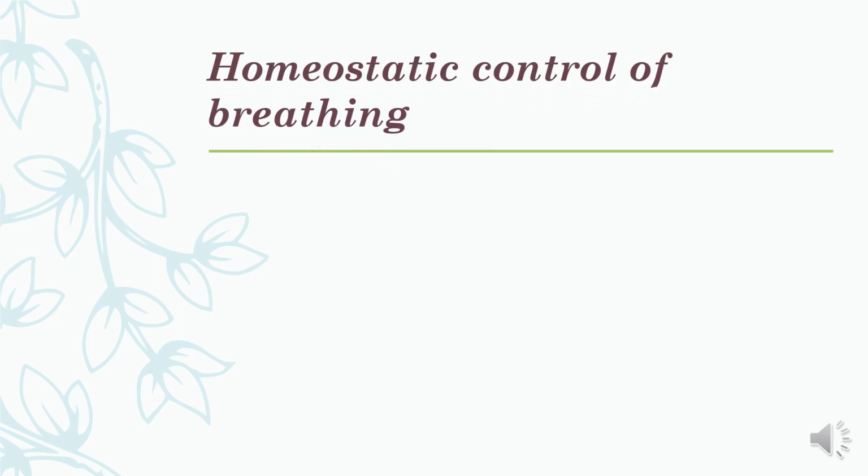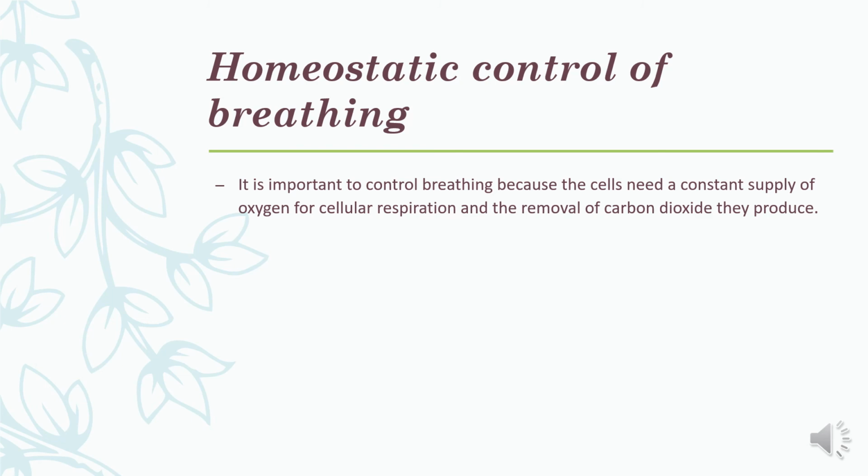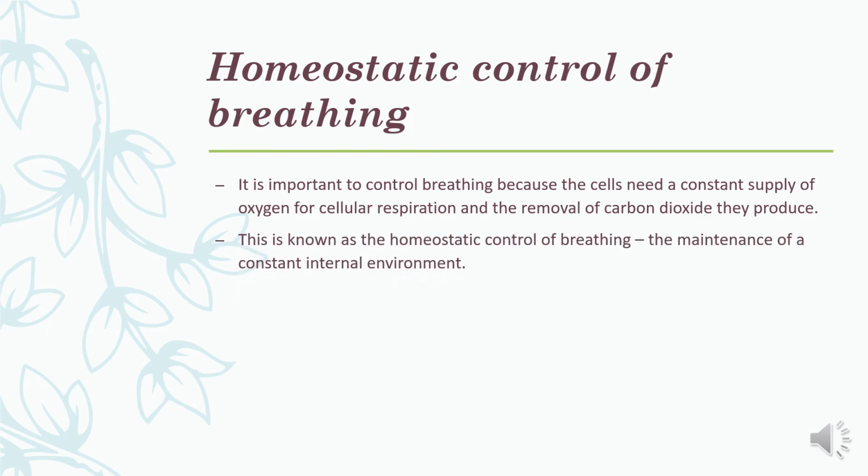Okay, so let's look at homeostatic control of breathing. It is important to control breathing because the cells need a constant supply of oxygen for cellular respiration and the removal of carbon dioxide they produce. This is known as the homeostatic control of breathing. And homeostasis is the maintenance of a constant internal environment. When we did homeostasis previously, I told you that homeostasis is basically the maintenance of a constant internal environment. And you need to remember that when we talk about homeostasis, you need to automatically think it is maintaining a constant internal environment.